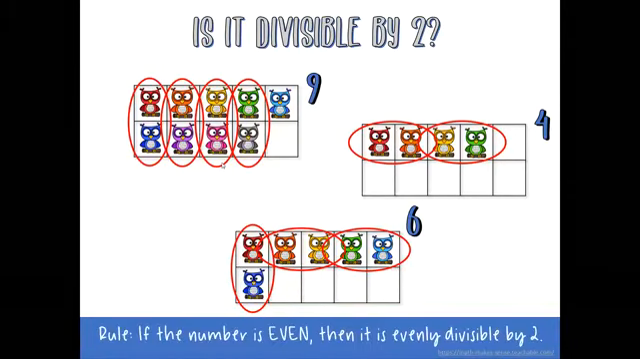So our rule with 2s is something you might have already known coming into this. If the number is even, then it is evenly divisible by 2. You can put that on your note-taking page. If you have an even number, then you automatically know you can divide that number evenly by 2. Okay, let's move on to 3 here.